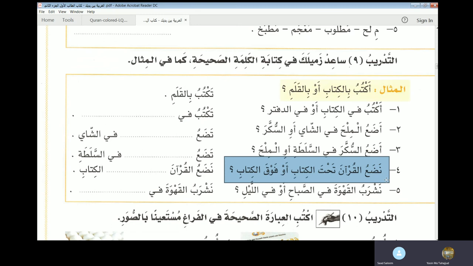Okay. Translation of this question: may we put the Quran under the book or above the book? Okay, we put the Quran under the book or above the book? Madaul Quran fawqal kitabi. Okay, fawqal kitabi.